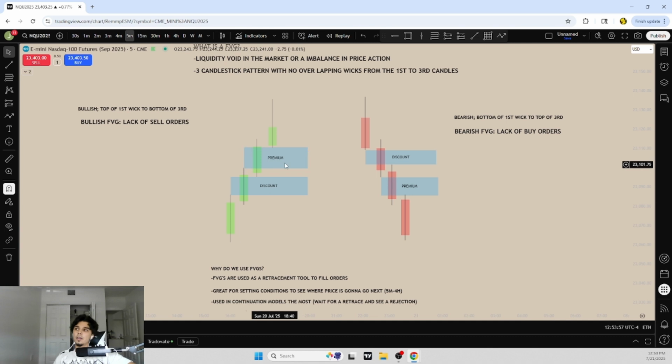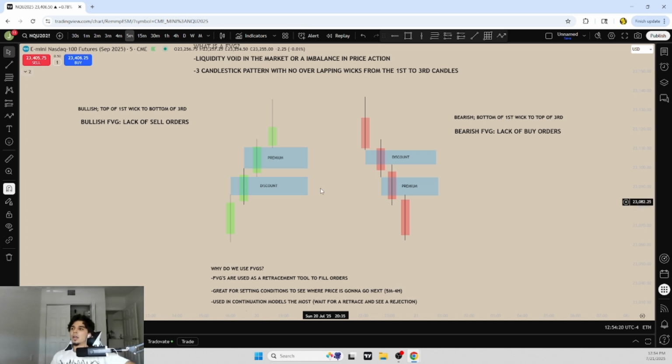Now, these fair value gaps can then become our conditions, right? So we can say, all right, once price taps into these fair value gaps, now I can look for an inversion out of it to enter. Now we'll get into inversion fair value gaps literally in the next video. I'm going to record it right after this one, so we stay roughly on topic. However, that's what we can use fair value gaps for, right?